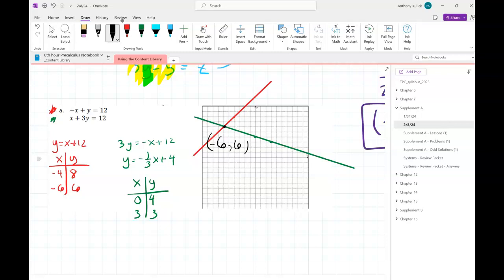And if I wanted to check, I could plug those both in. So it works in equation 1. Works in equation 2. I'm satisfied that I have the correct solution.